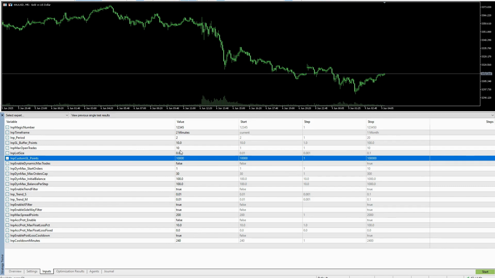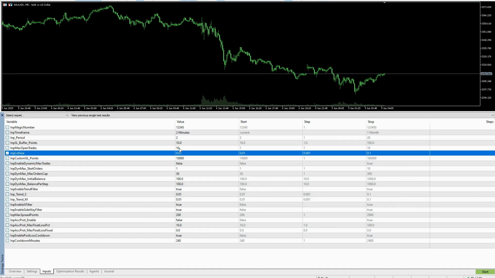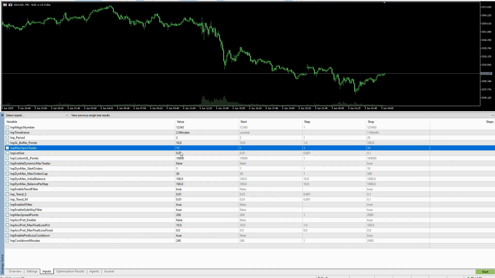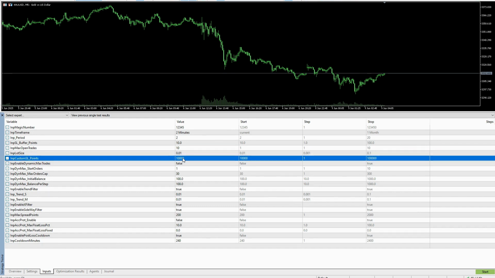For the custom stop loss, the unit is in points. With Exness brokers, 10,000 points equals $10 for gold, so the stop loss per position is $10. This is a crucial parameter as it's calculated to match gold's momentum and the take profit mechanism.